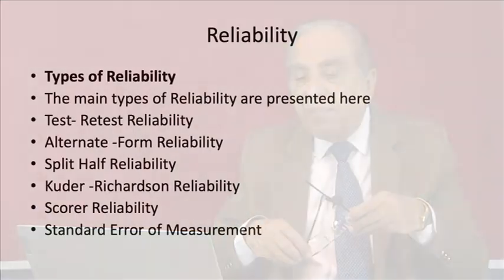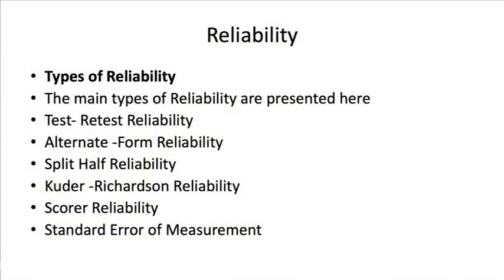There are various methods to determine the reliability, and we will talk about a few methods. First, I will name them. The main methods to determine the reliability are test-retest method, alternate form reliability, split half reliability, Kuder-Richardson, scorer reliability. Standard error of measurement is a type of reliability. So, let us talk about a few methods of reliability. The first method is the test-retest method.